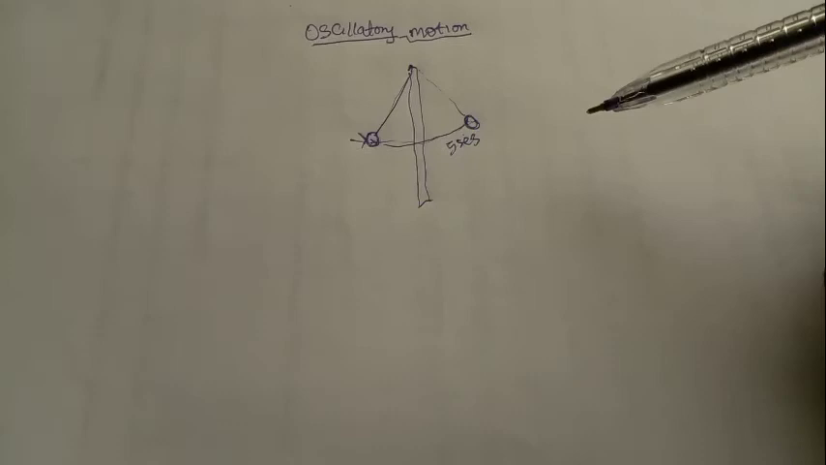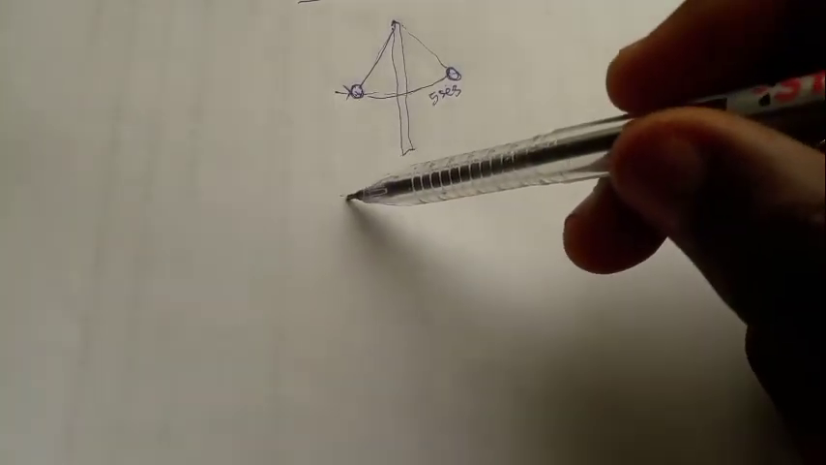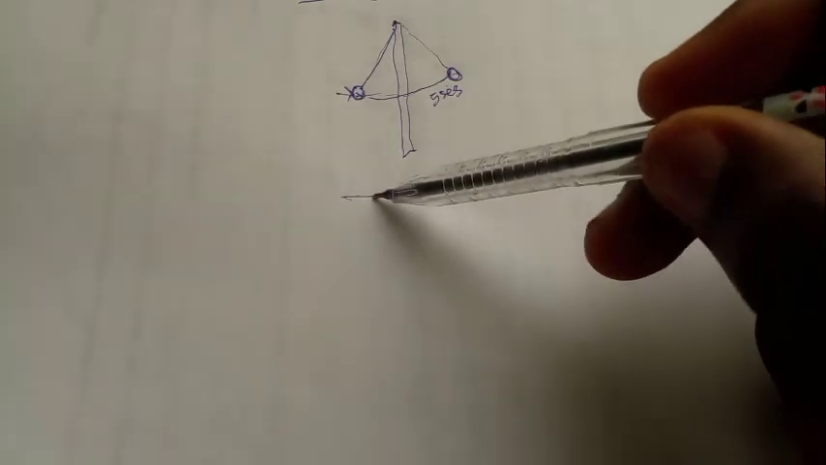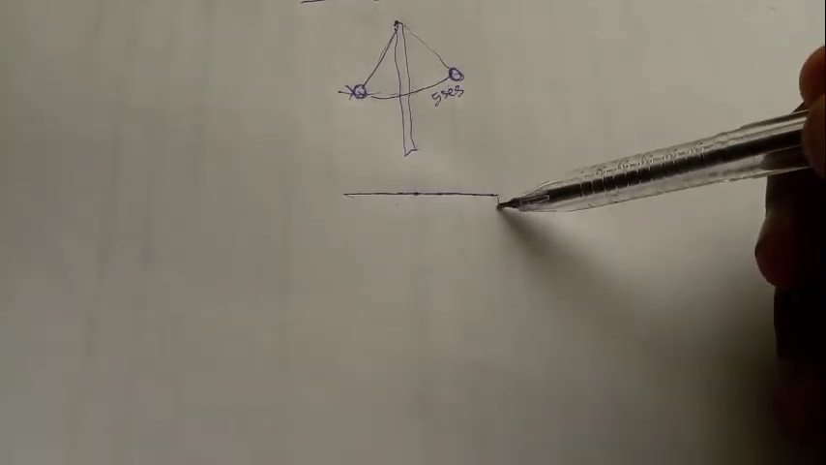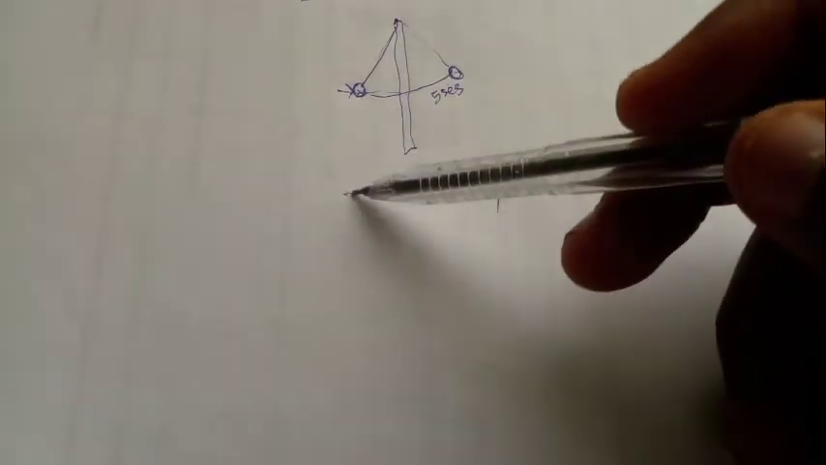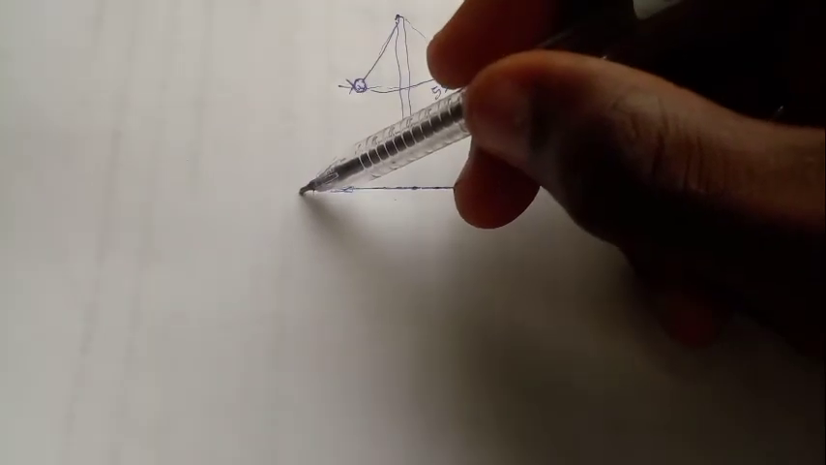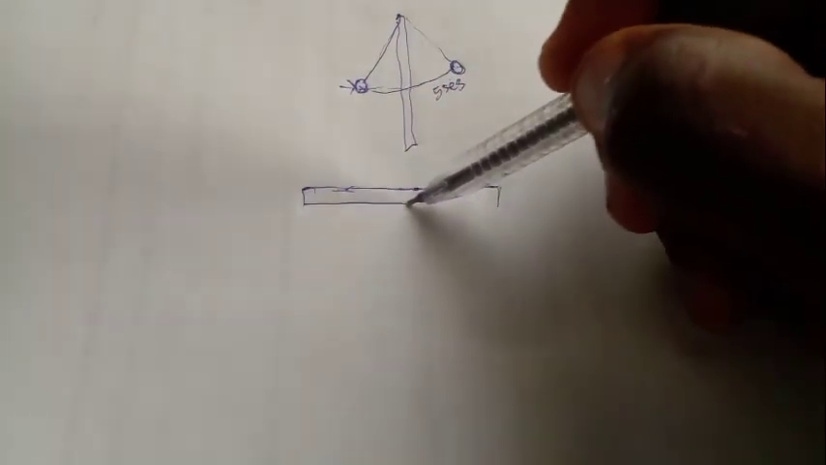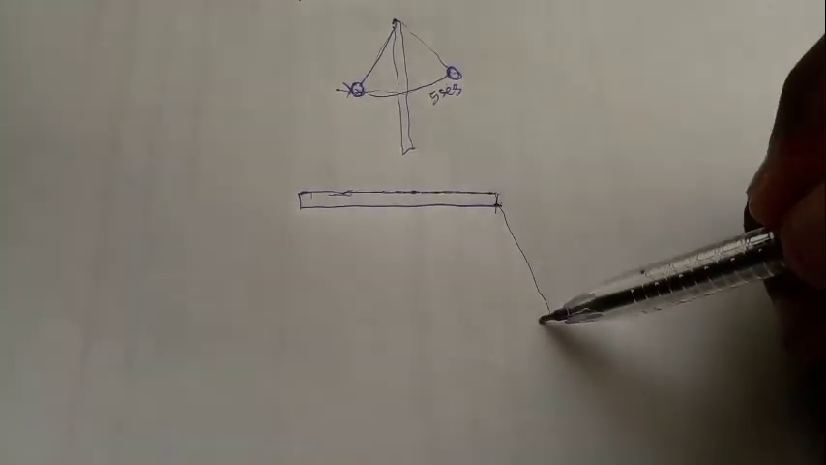Let us say, for example, we have a pole here. You know this entertainment children try to do, we call it Jangolova. Something like this.